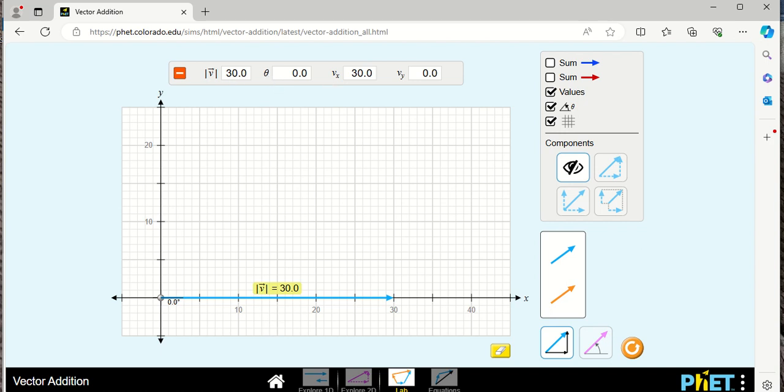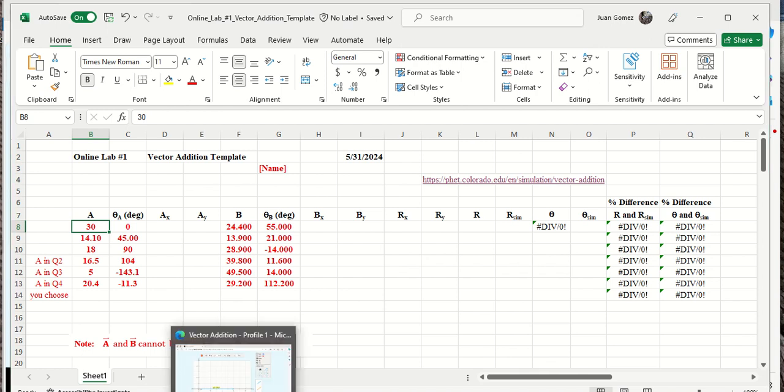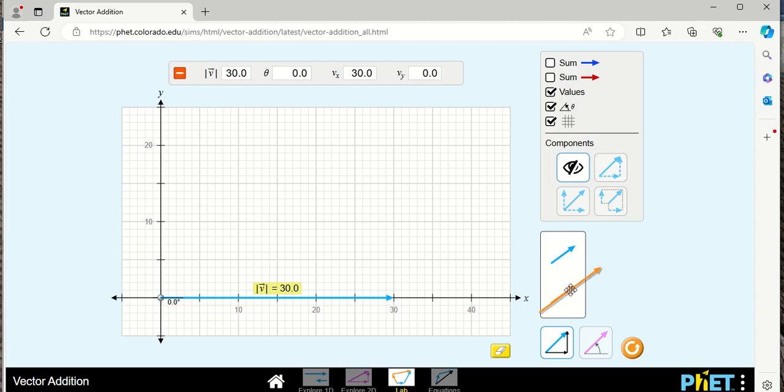Okay. Now I want vector B to be a magnitude of 24.4 at an angle of 55. So let me go ahead and do that. And remember, you put vector B, this orange one, with the tail of vector B at the tip of vector A. And now I want the magnitude to be 24.4 and the angle to be 55.